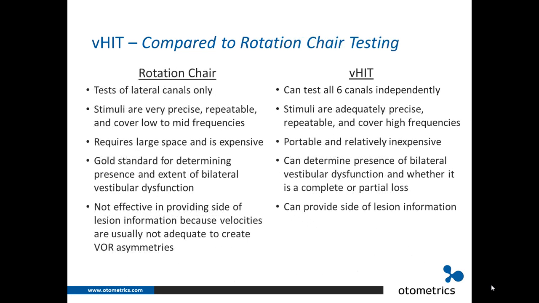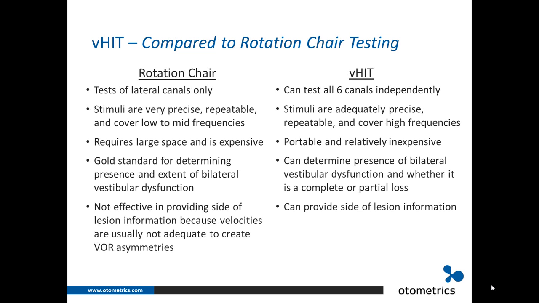When compared to the rotation chair test, VHIT offers a number of advantages. The rotation chair test is limited to testing both lateral canals simultaneously, whereas VHIT can test all 6 canals independently. The stimuli for the rotation chair are very precise and repeatable, which makes the rotation chair suitable for serial testing. VHIT stimuli are also adequately repeatable and precise for serial testing.